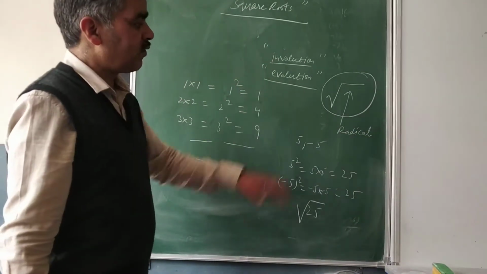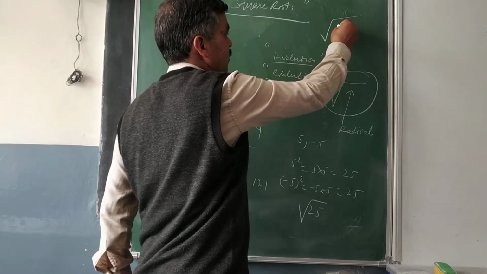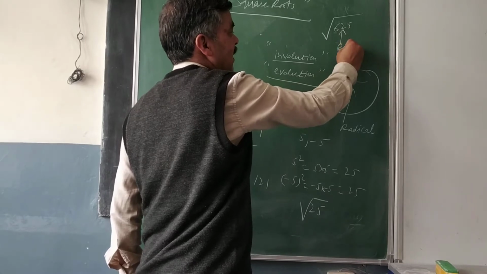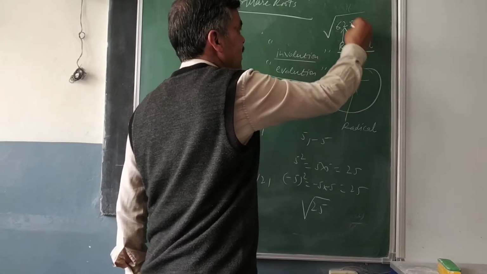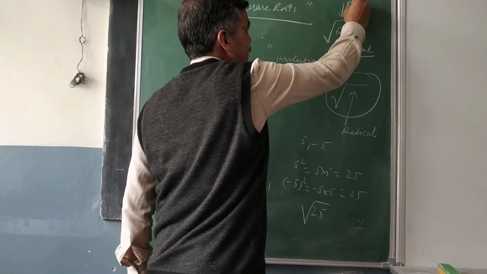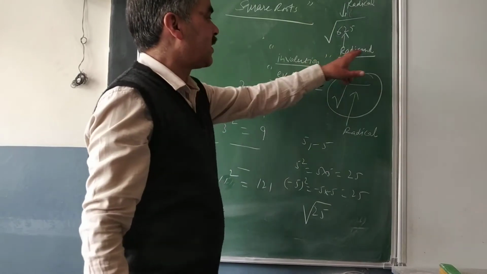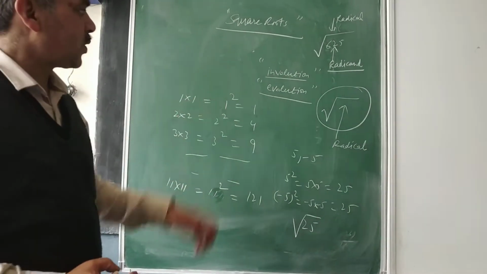The term of which you are going to find the square root, suppose you are going to find the square root of 625, is called the radicand. And this sign is called the radical sign. So radical and radicand. I am just clearing the basics of the square root.